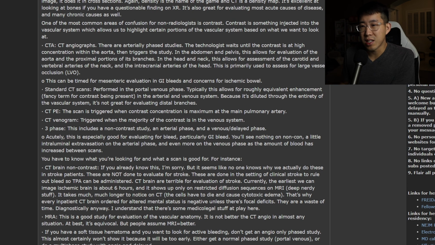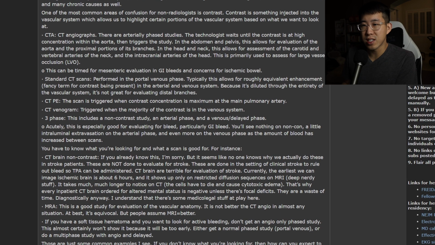this can be timed for mesenteric evaluation in GI bleeds. Again, yeah, great. If you're putting contrast into the arterial system, if it's spurting out somewhere, you're going to see that on the CT scan. Standard CT scans are performed in the portal venous phase. Typically, this allows for roughly equivalent enhancement in the arterial and venous system.